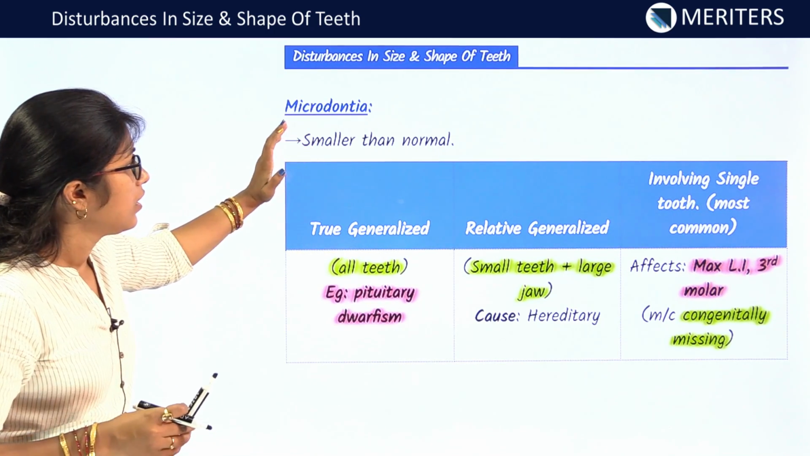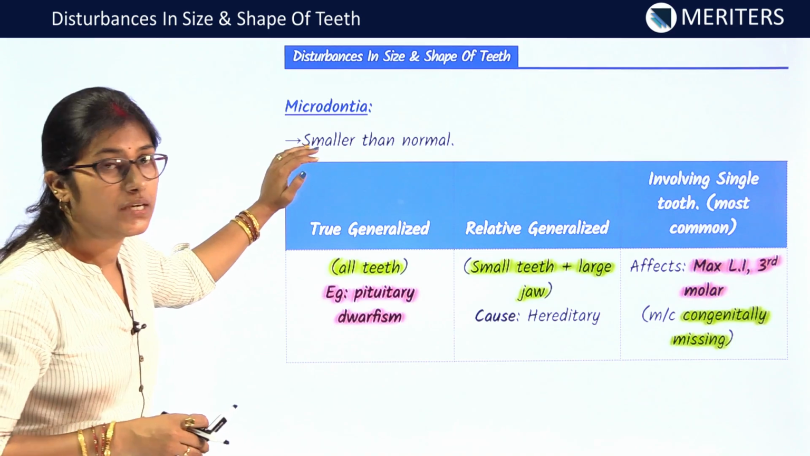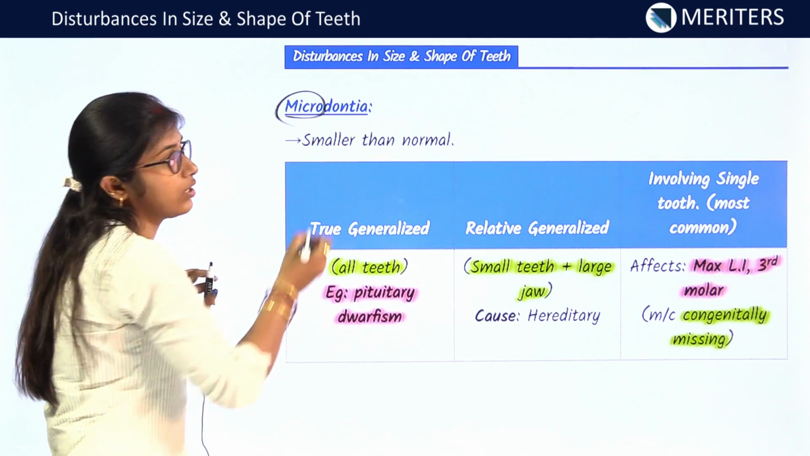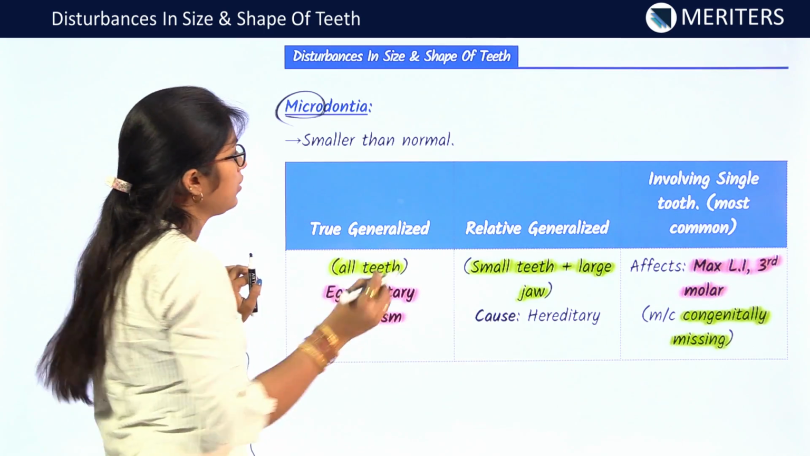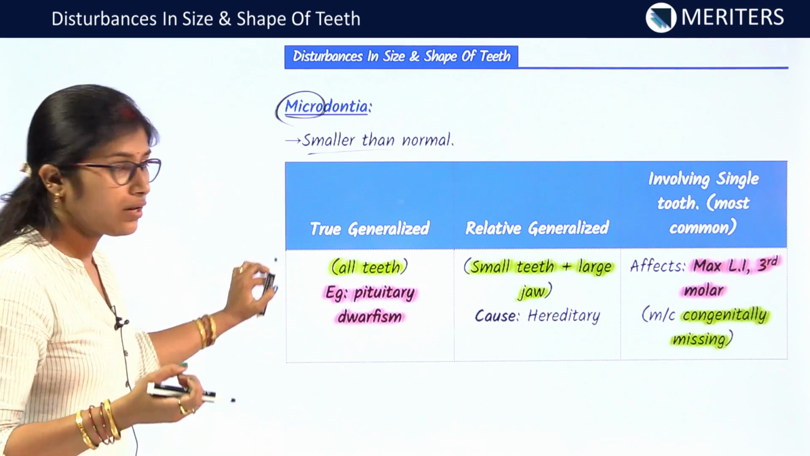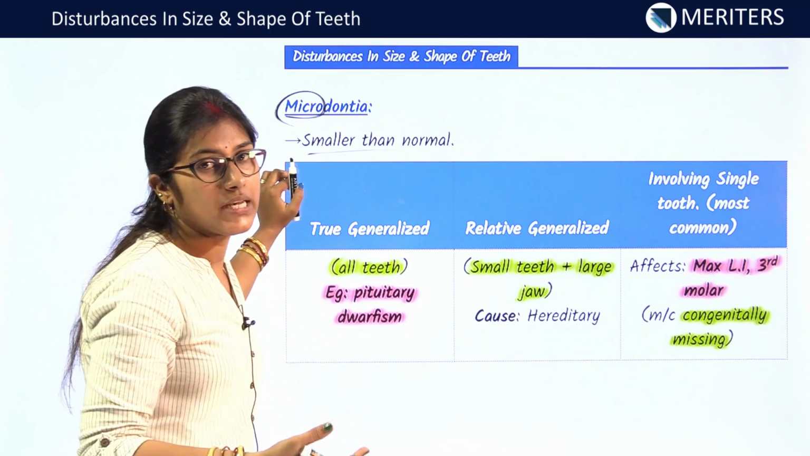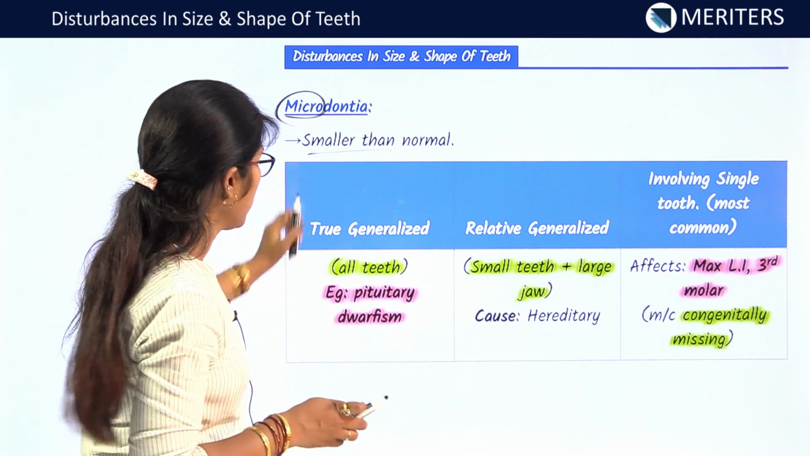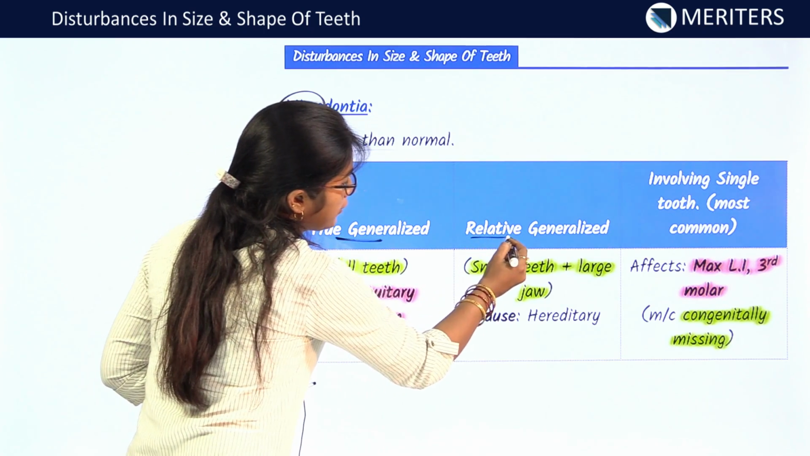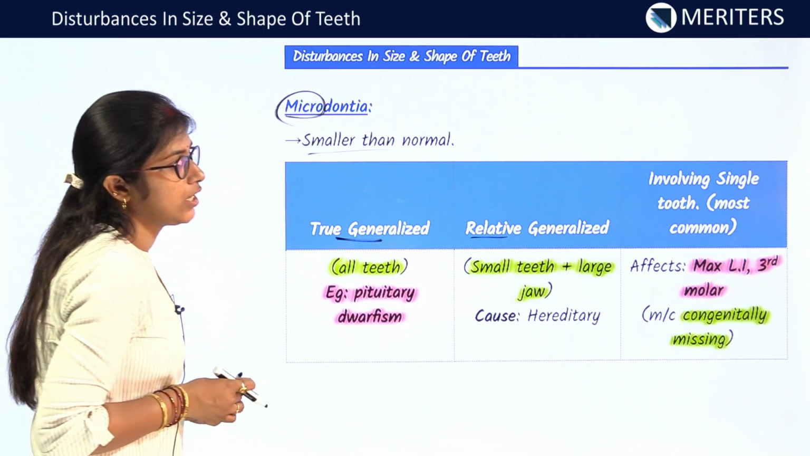Microdontia is where the size of the tooth present is smaller than the normal tooth. Micro implies smaller. Now we'll see the types. It can be generalized or localized. First of all, we'll see true generalized, relative generalized, and involving a single tooth.